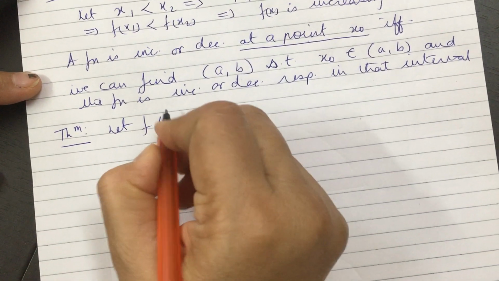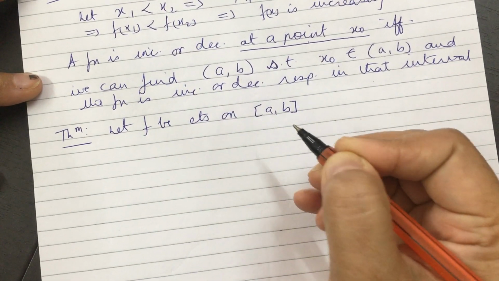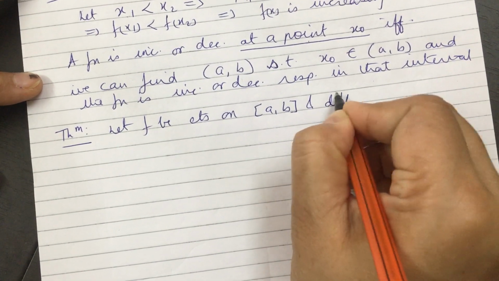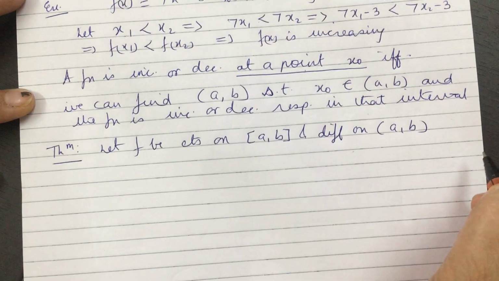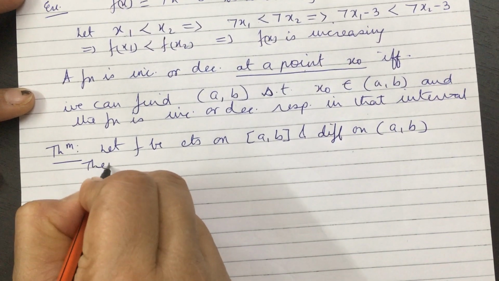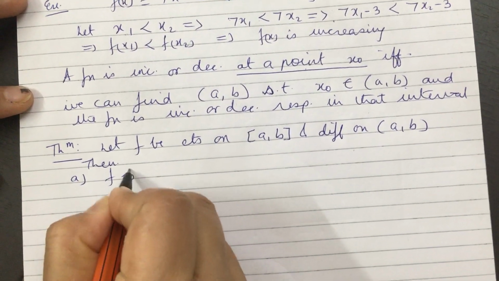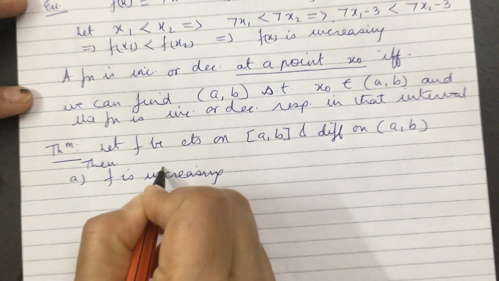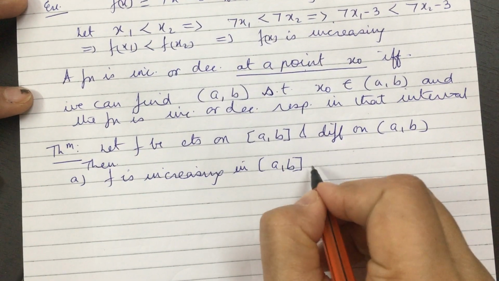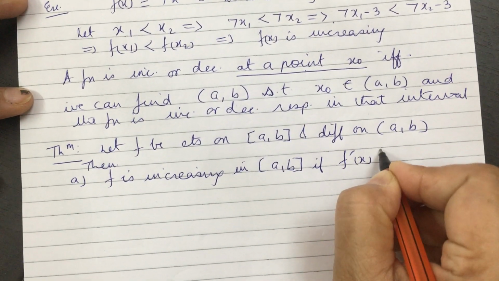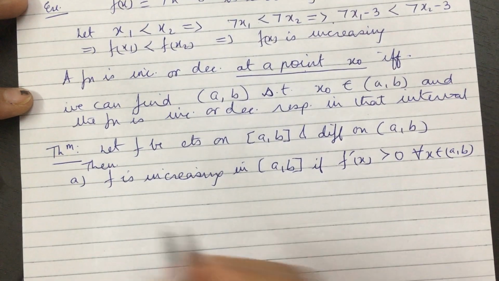Okay, now let's take up a theorem which says that let f be continuous on closed interval AB and differentiable on open interval AB. Then there are three conditions which are satisfied. First is that f is increasing in the closed interval AB if f dash x is greater than 0 for every x belonging to open interval AB.